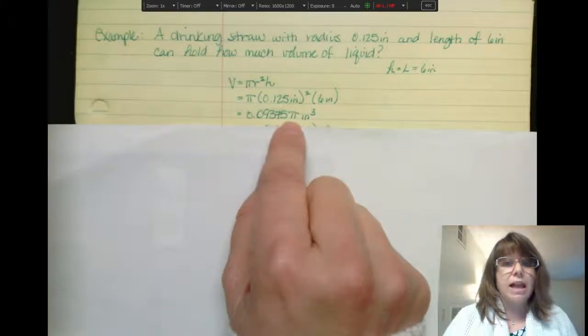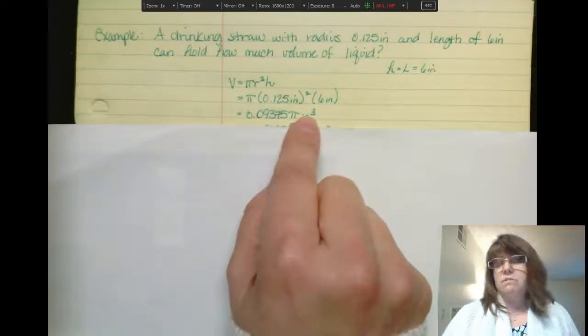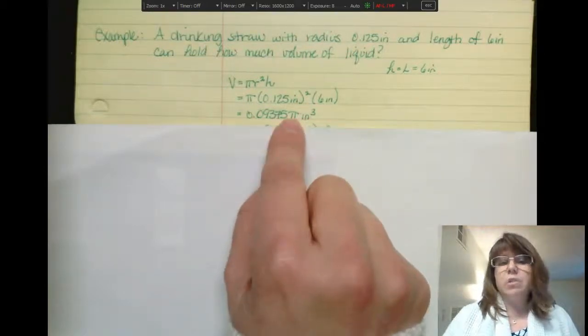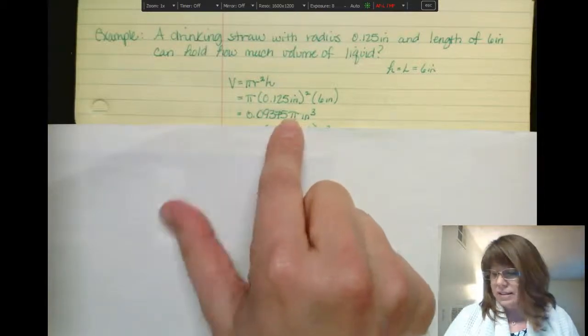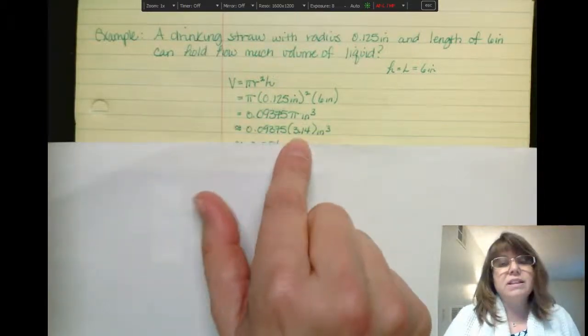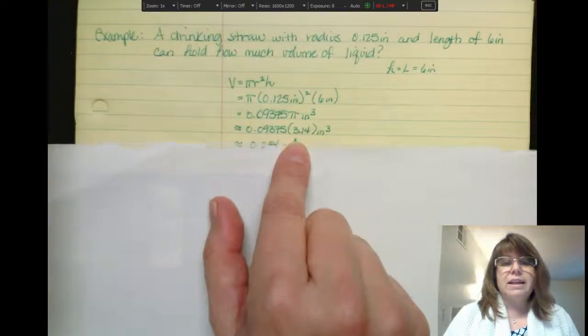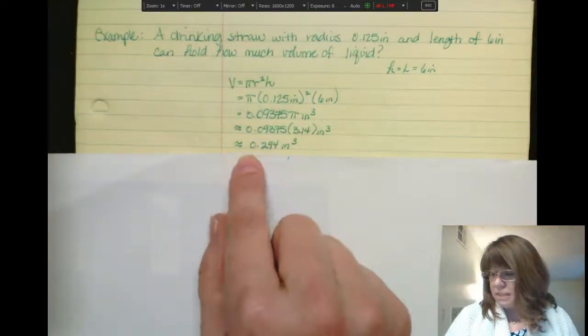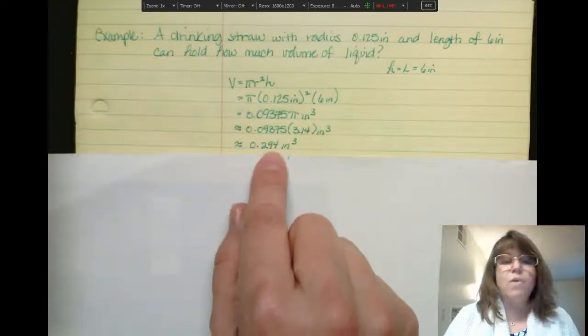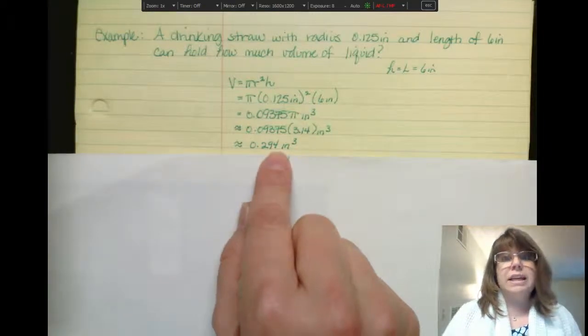0.09375 pi inches cubed. And if you know me by now, I do like to do the pi at the very tail end. So I'm going to approximate it as 3.14, giving me approximately 0.294 cubic inches of volume of liquid.